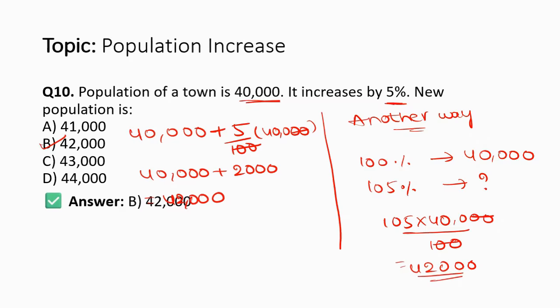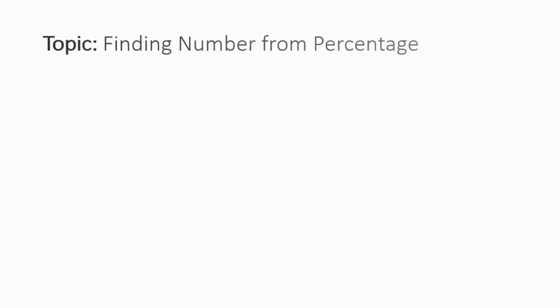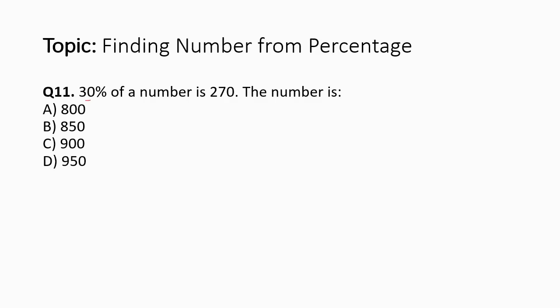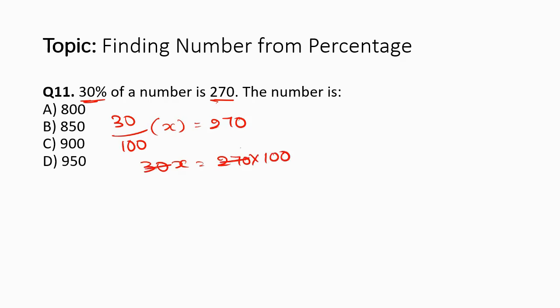The next topic is finding a number from a percentage. See, here 30% of a number is 270. What is the number? Here 30% means we need to write it as 30 by 100 of a number. We need to find the number. So let us assume that number as x, equal to 270. So 30x equal to 270 into 100. 3 ones, 3 nines. x equal to 900. The value will be 900.